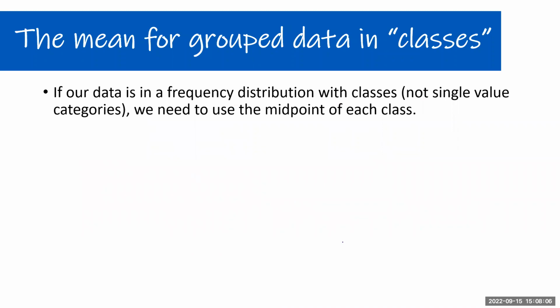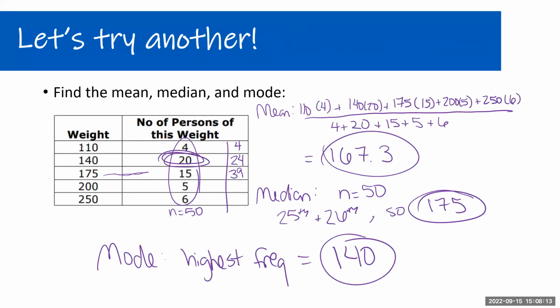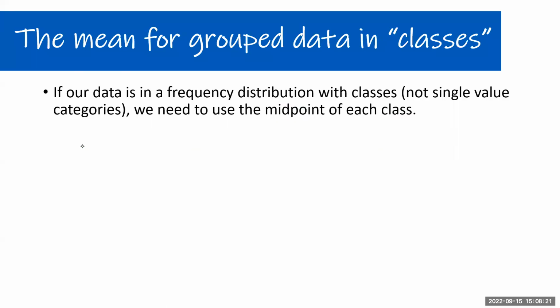Okay. Now, sometimes our data is in a frequency distribution with classes. So we don't have a single value. We're not talking in this case like 110, 140, 175. We're talking about maybe 110 to 135 and 135 to whatever. In this case, we're going to use the midpoint of each class. The rest of the formula works the exact same way, but we're going to use the midpoints. It's not perfect, but it's our best guess.